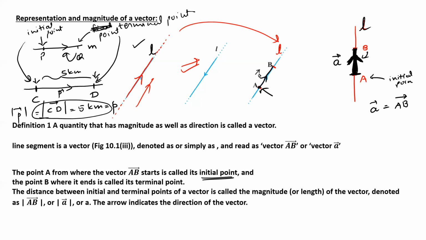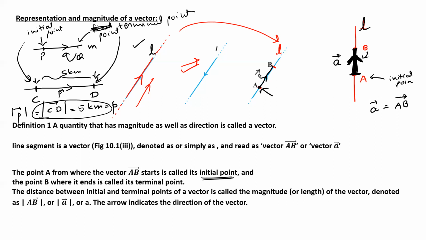So that's the thing. The distance between the initial and terminal points of a vector is called the magnitude of the vector, denoted by the mode of AB vector, mode of vector A, and the arrow indicates the direction of the vector. The arrow always indicates that it is going towards B, A to B. That's it.